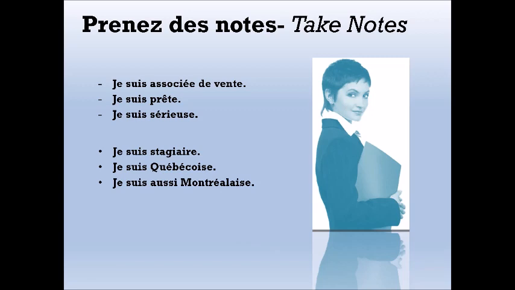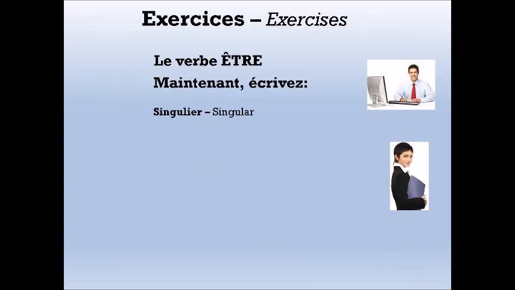OK, on continue. Alors voici l'exercice pour le verbe être. Maintenant, écrivez si vous voulez, singulier. Je suis content, contente. I am happy.